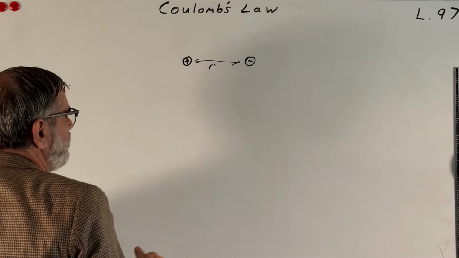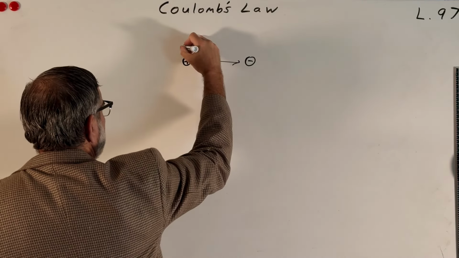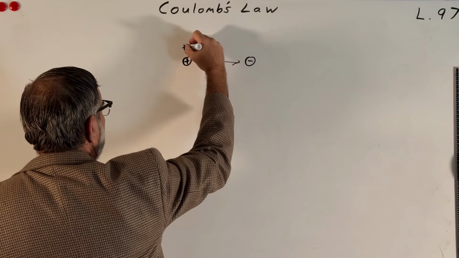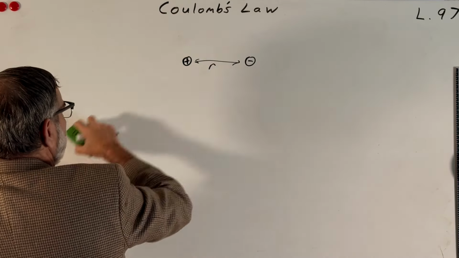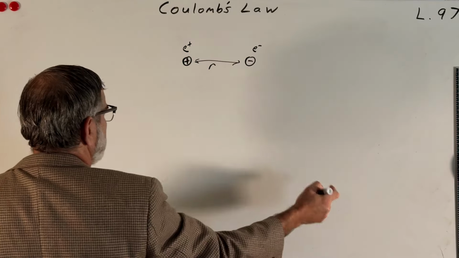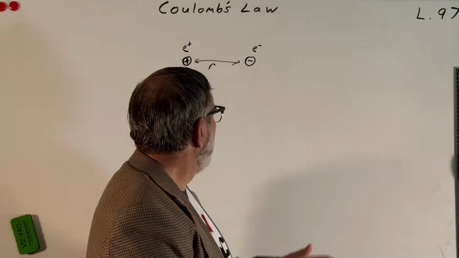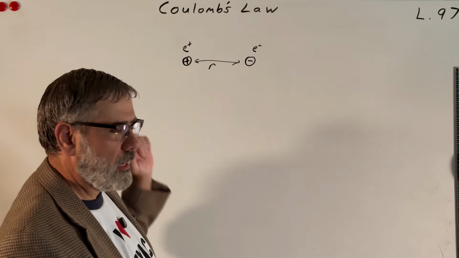And what I want to do is compare. This of course has a charge. I'm going to call it e plus, and this is going to be e minus. This means this is one unit of charge, what an electron has a charge of, and what a proton has a charge of. Okay.